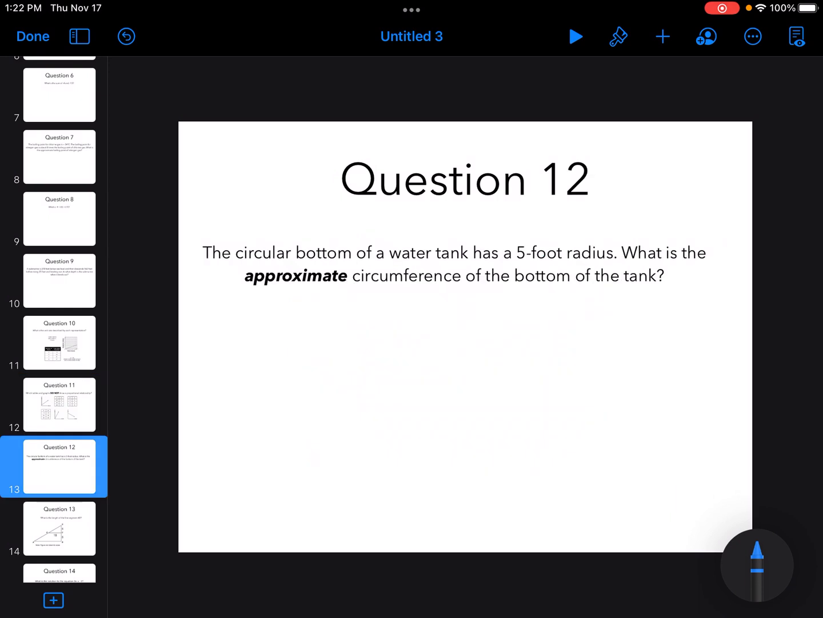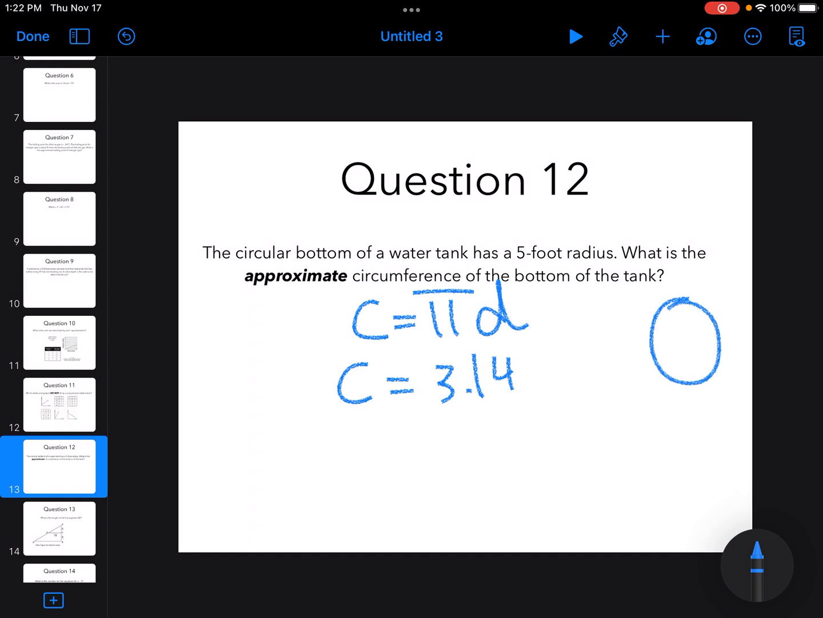The circular bottom of a water tank has a 5-foot radius. What is the approximate circumference of the bottom of the water tank? So my formula is C equals pi times diameter. So C equals 3.14. And if I draw a picture and I know my radius is 5, the diameter is going to be 10. So C equals 31.4, and that would be feet.